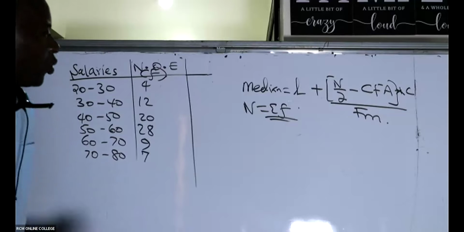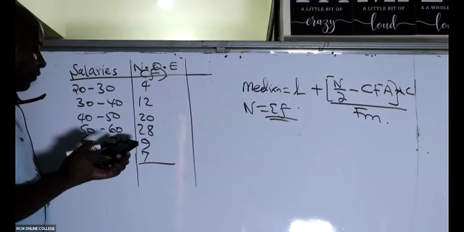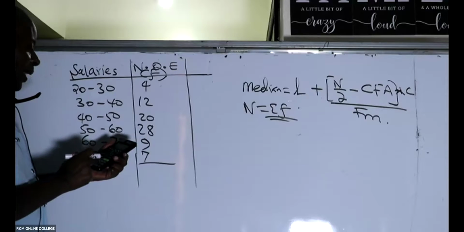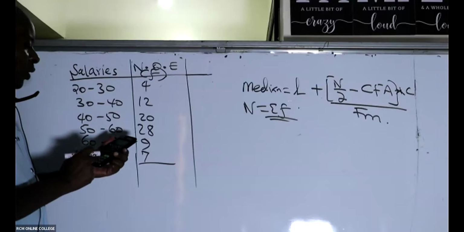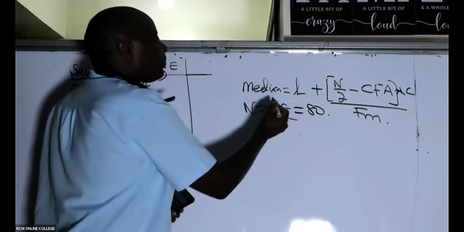So the first thing you need to do is to add this for us. We have here 4 plus 12 plus 20 plus 28 plus 9 plus 7, which will end up giving us 80.